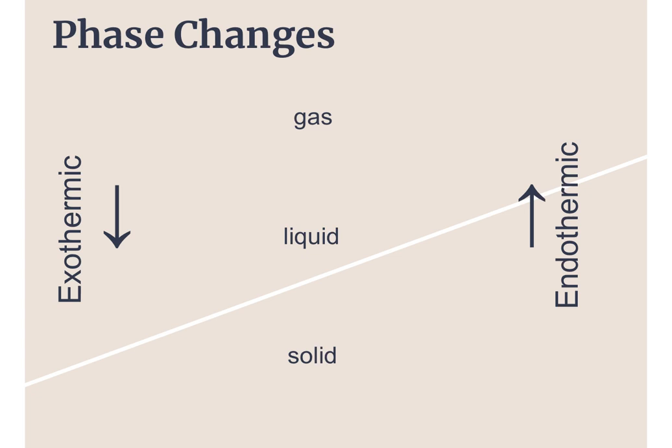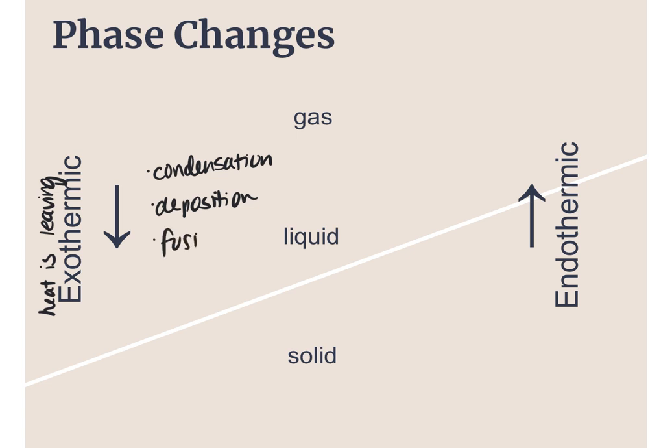So if we think about these phase changes, things that are exothermic, where the heat is leaving the system, right? So when heat is leaving, things are cooling down. That would be condensation. That would be deposition. That would be fusion, or what is called freezing. So these are things that are releasing heat in order to change their state of matter.